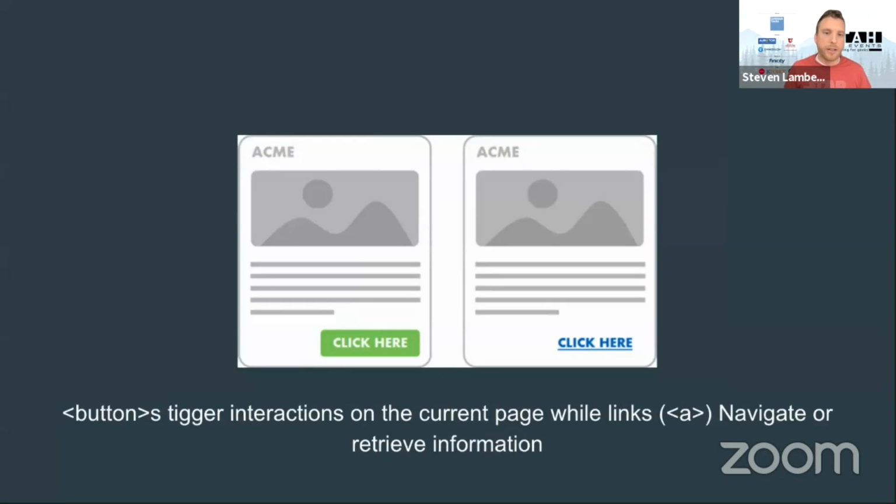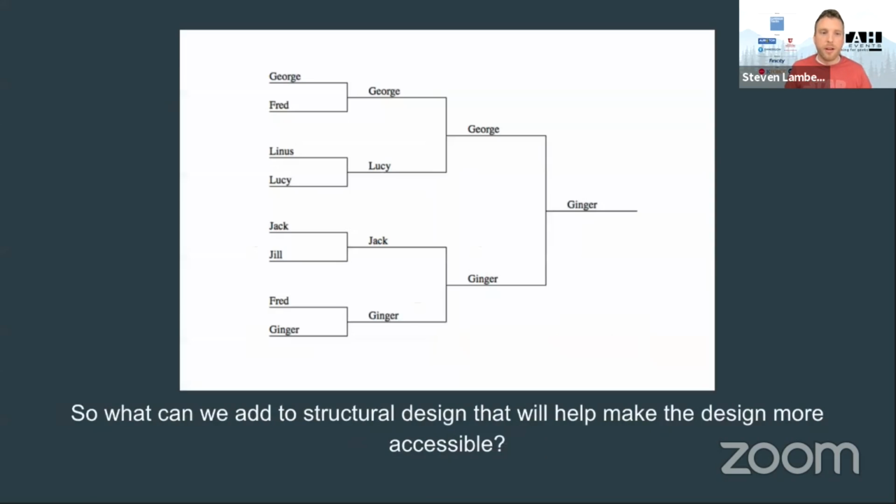Buttons trigger interactions on the current page, while links should navigate or retrieve information from another page. So, understanding all of that at the basic level, how can we help improve this design? What could we add to the HTML structure to help a user understand it? Well, first we should understand what the user is after. When you're looking at this 8-person elimination chart, there are a couple of questions that come to mind.